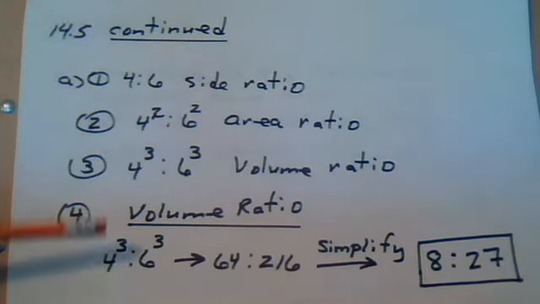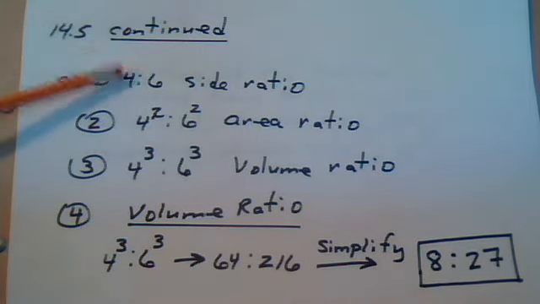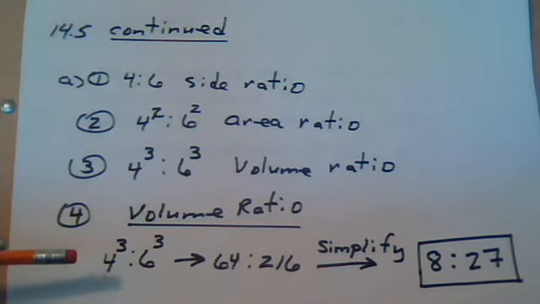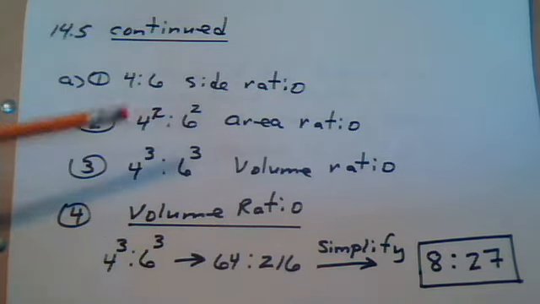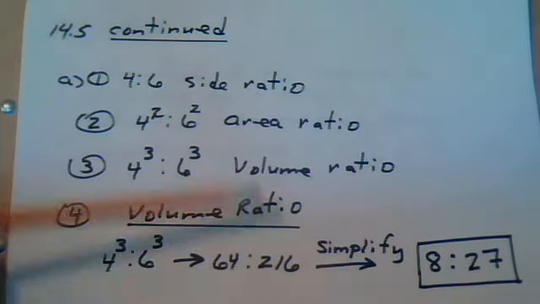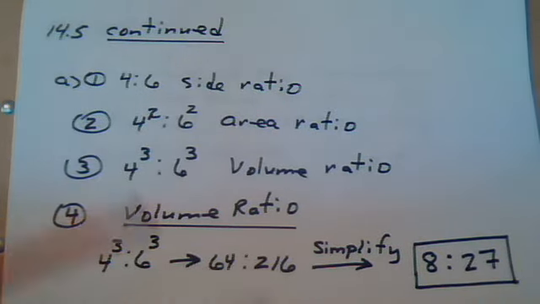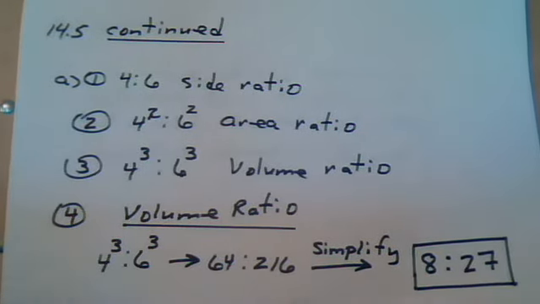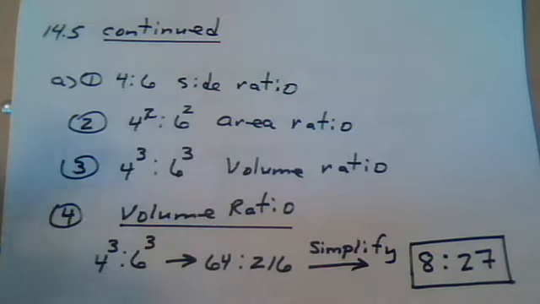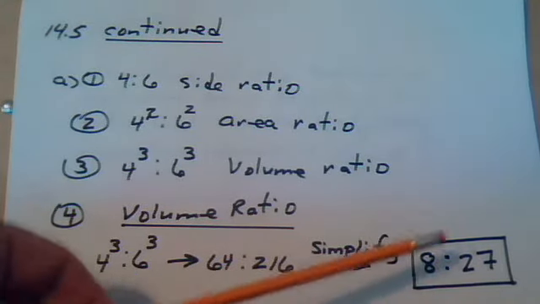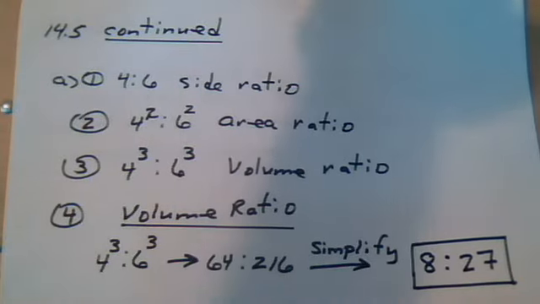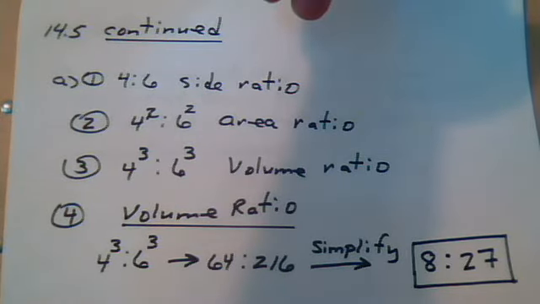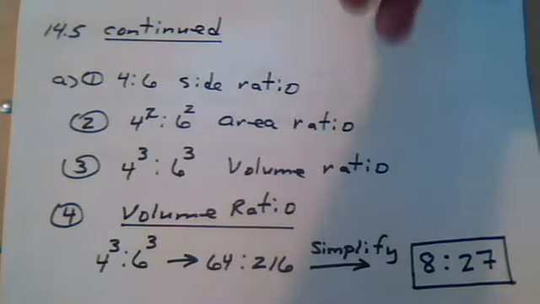So for our problem, if the ratio is 4 to 6, the side ratio, then their volumes would compare the following way. 4 to the third is 64. 6 to the third is 216. You always simplify ratios. So it gives us 8 to 27. That means their volumes compare this way, 8 to 27. Notice we didn't have to use a volume formula doing it this way, having a ratio already available.